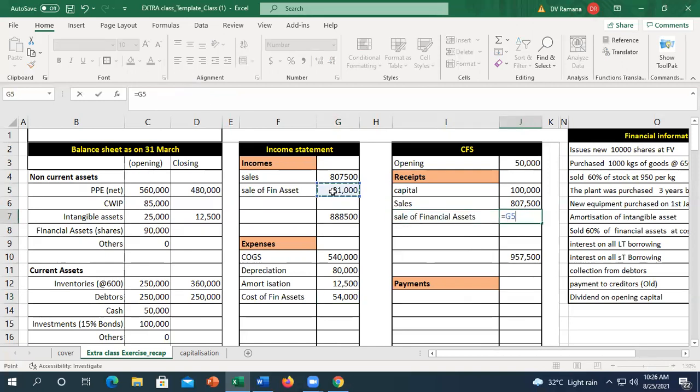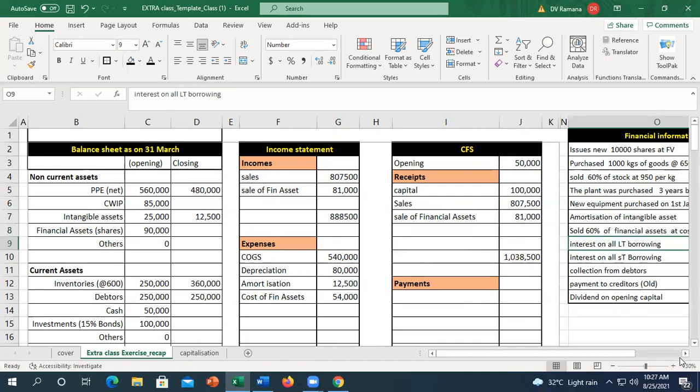So there is a cash inflow. That means on the sale of the financial asset, we made a profit of 81 minus 54. If you want, we can show the net effect of 81 minus 54. But for the time being, I'm showing it in a gross value.